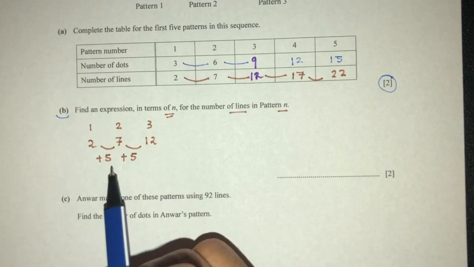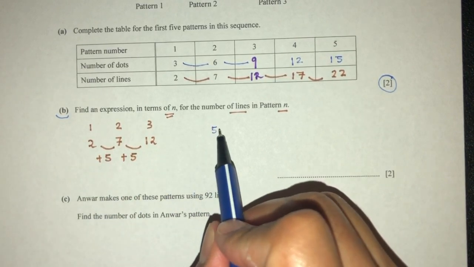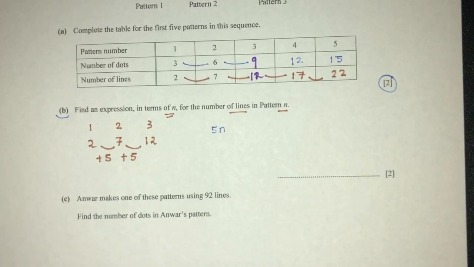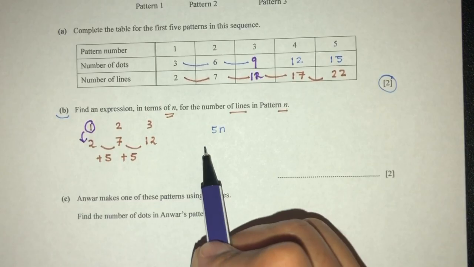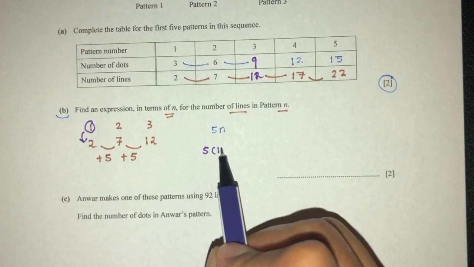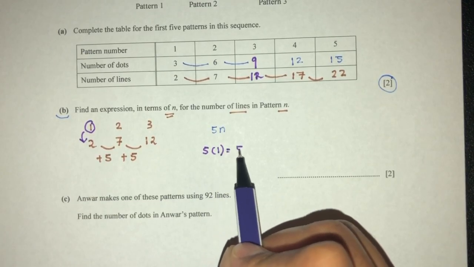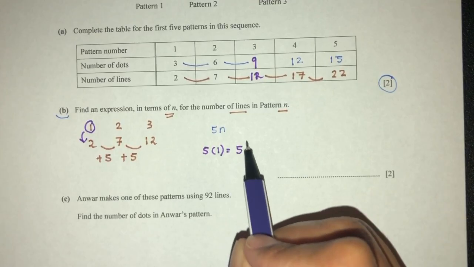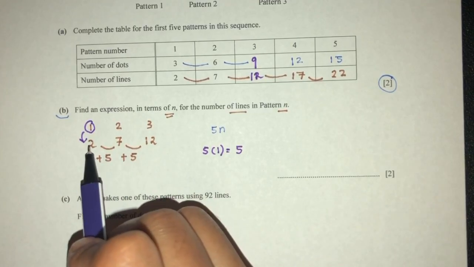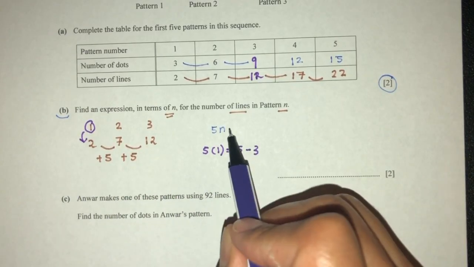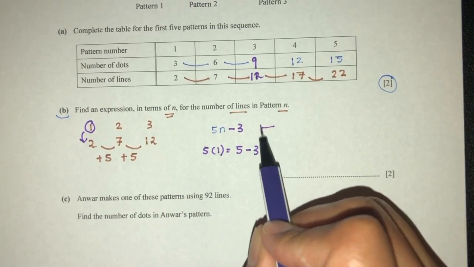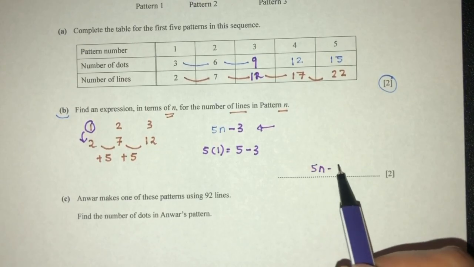Because of this, we can first write 5n for now. Now we can check. For the first term, we are supposed to get 2. So 5 times n, when n equals 1, is equal to 5. But this is not the right answer. It is supposed to be 2. So how can you change 5 to 2? You have to minus 3. So we minus 3 here as well. So your answer will be 5n minus 3.